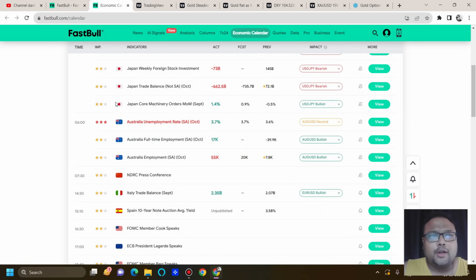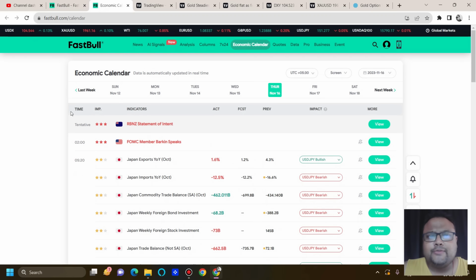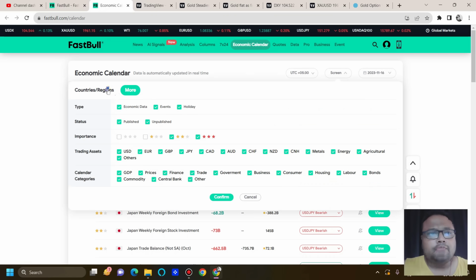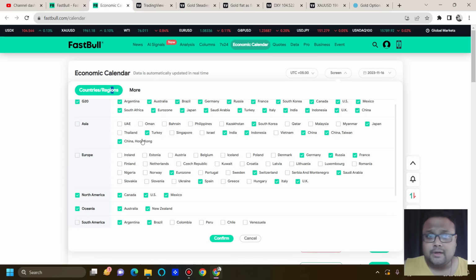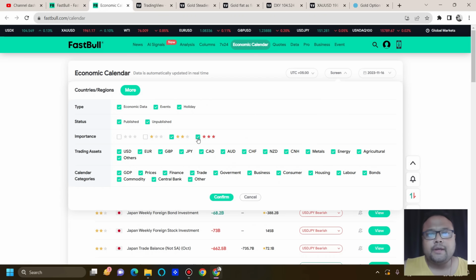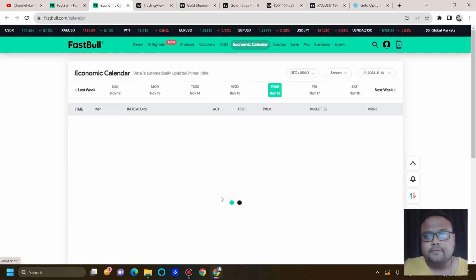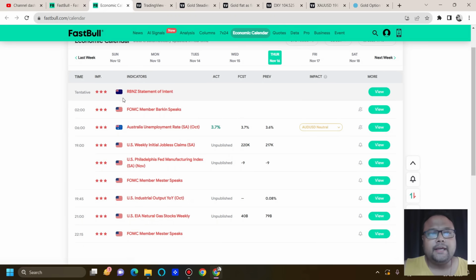You can see we have a long list of events for the day. But as we all know, not all news is important for us. Only the high impact news that brings volatility to the market is important. To filter the high impact news, just go to the screen here. You can also filter the news by country, or you can simply go to more and click on the 3 stars, and you can see these are the events that are important for us. For us today, the initial jobless claims, which are yet to be published, will bring volatility to the market.